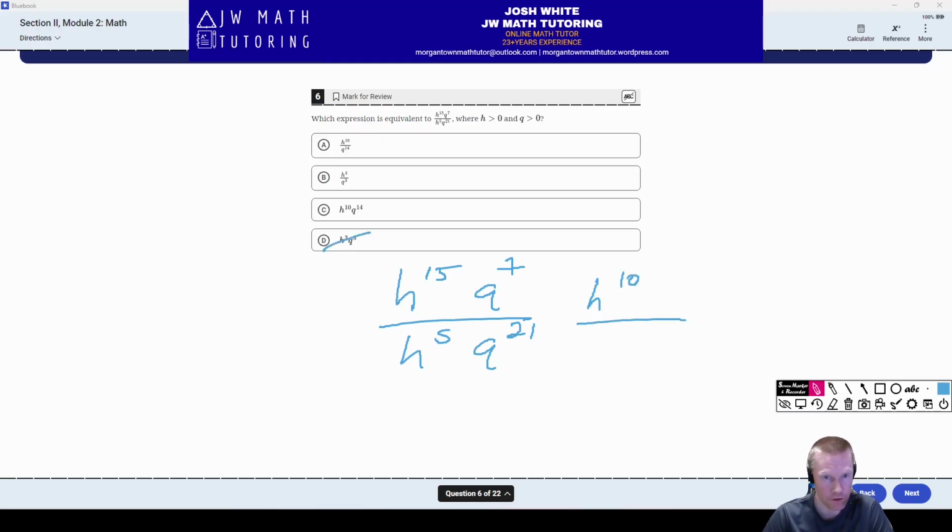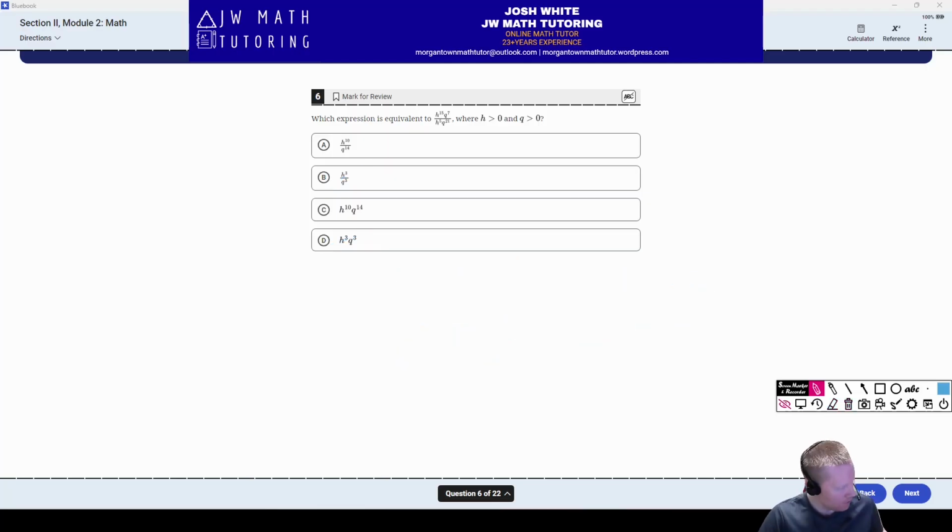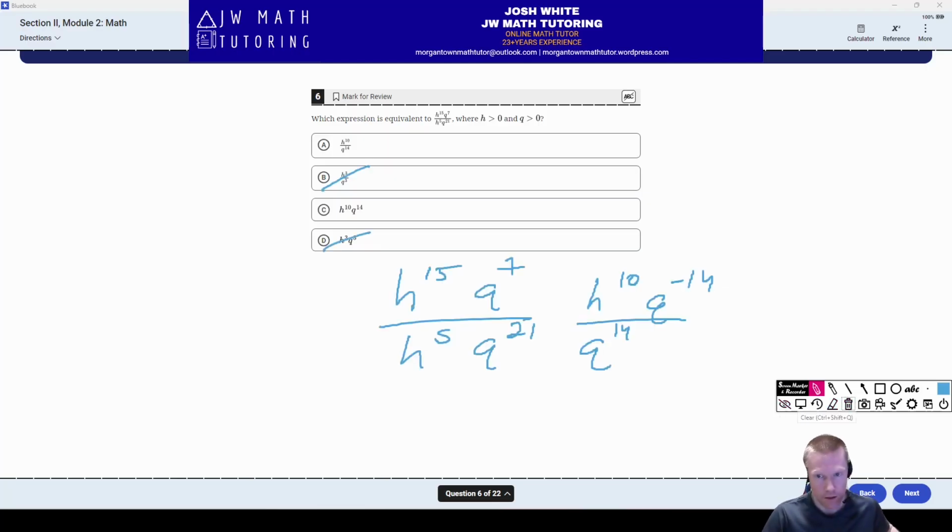Notice right away that means this is wrong, this is wrong. 7 minus 21 is negative 14. If you put it on the top, it would be negative 14, but most likely you would just flip it to the bottom and make the exponent positive. So just get rid of this. Correct answer for this one is going to be letter A.